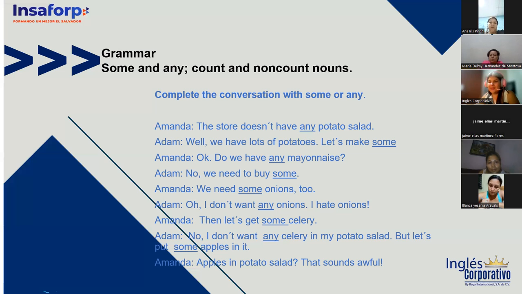Okay, very good. Someone else? Volunteers? Ana and Maria Delmi. Okay, go ahead. The store doesn't have any potato salad. Well, we have lots of potatoes. Let's make some. Okay. Do we have any mayonnaise? No, we need to buy some. We need some onions too. Oh, I don't want any onions. I hate onions. Then let's get some celery. No, I don't want any celery in my potato salad, but let's put some apples in it. Apples in potato salad? That sounds awful. Okay, good. Very good.